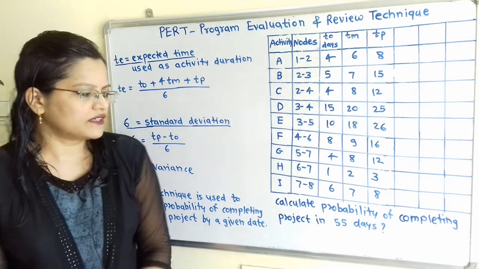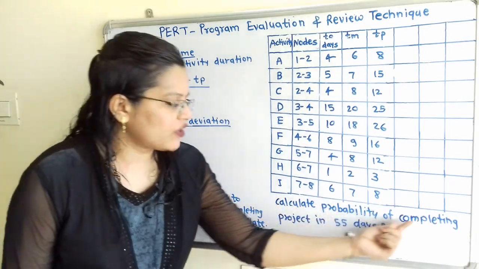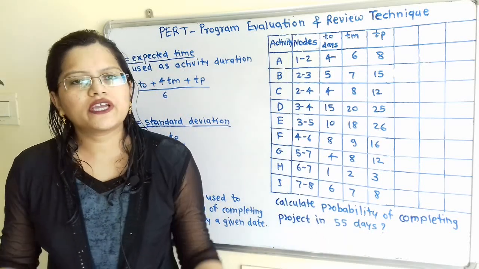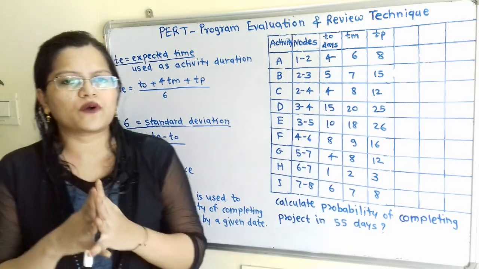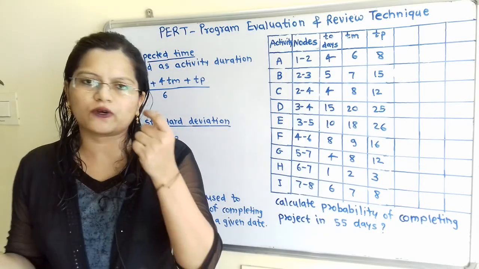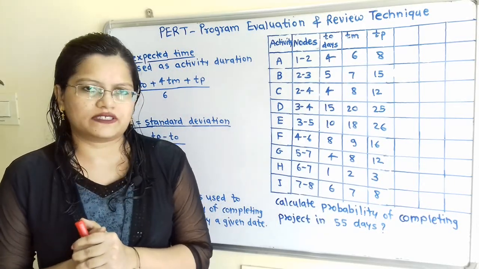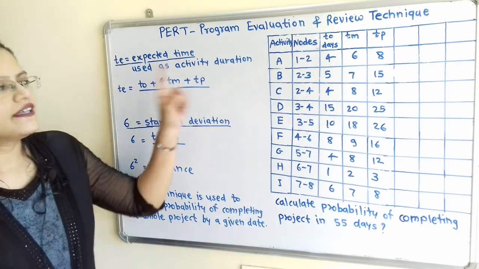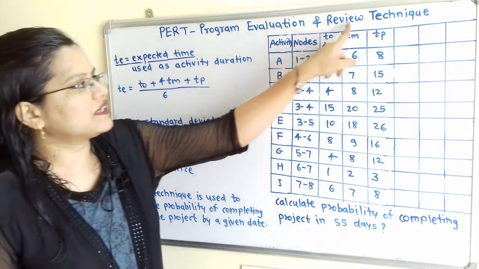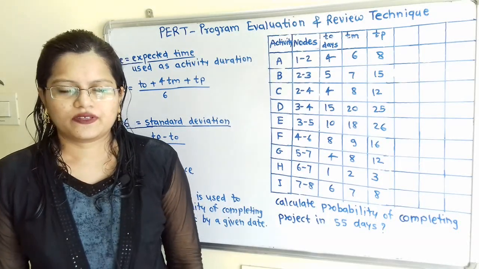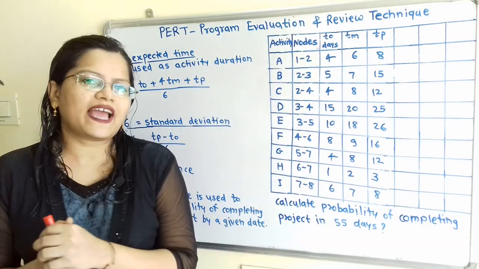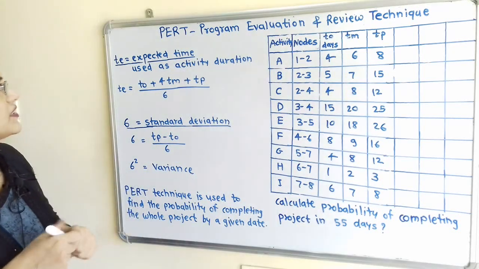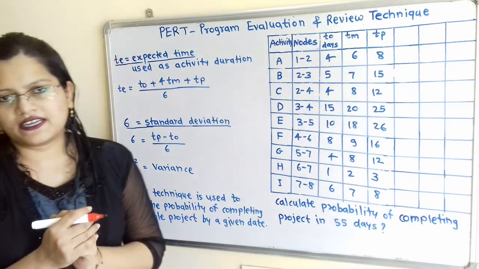Now what is the question? Calculate the probability of completing the project in 55 days. So here we have to calculate the probability of the completion of the project in a particular number of days. And we will use here the PERT method, that is program evaluation and review technique. Now which parameters do we have to calculate for using this method? So first is TE, that is expected time.